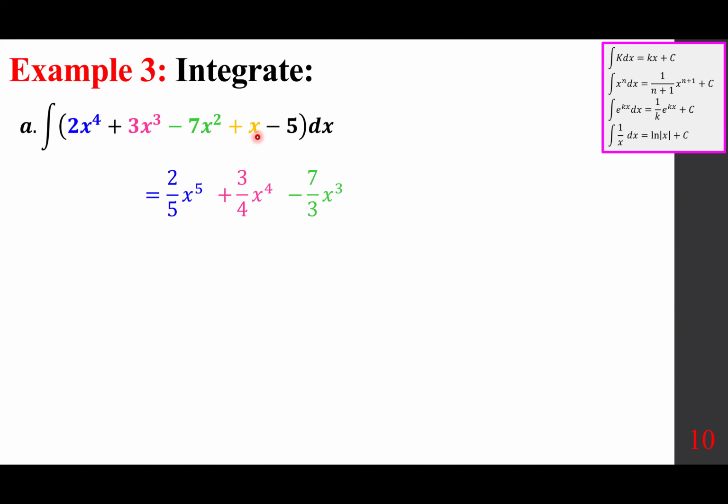Now this one, you should know when we have x and no exponent, that means the exponent is 1. Okay. So you add 1 to the exponent and you divide by it, you get 1/2 x squared, and negative 5 is minus 5x and a constant. So you add the constant at the end. You don't have to add the constant at each step.